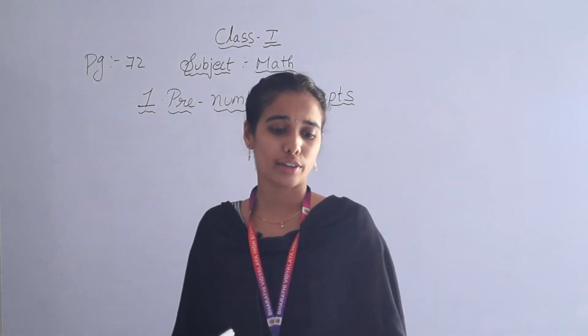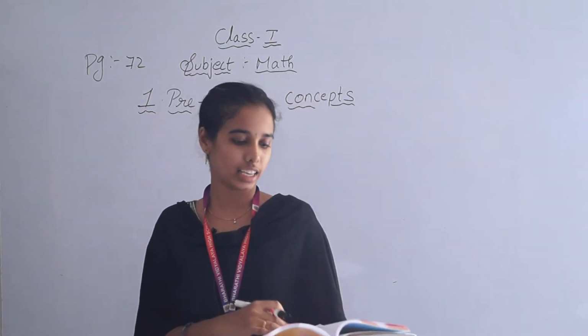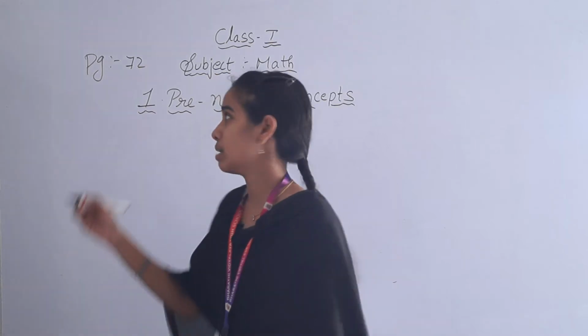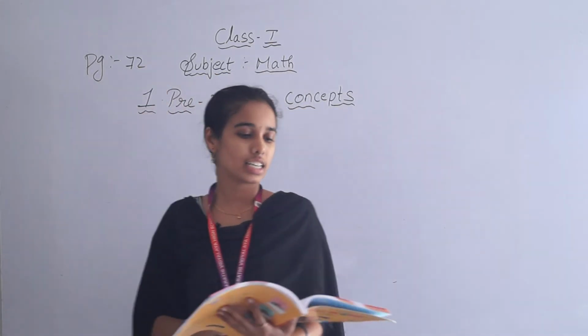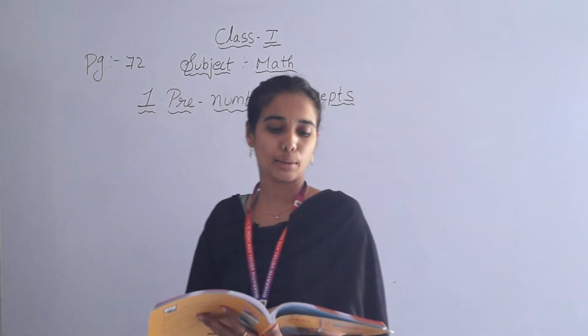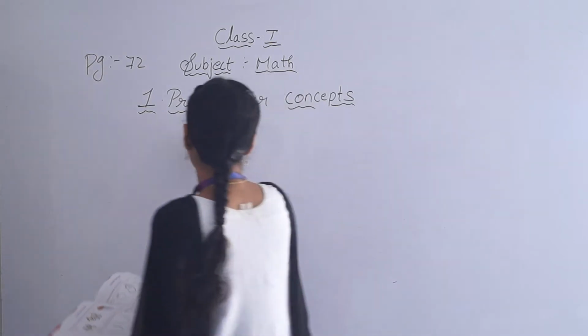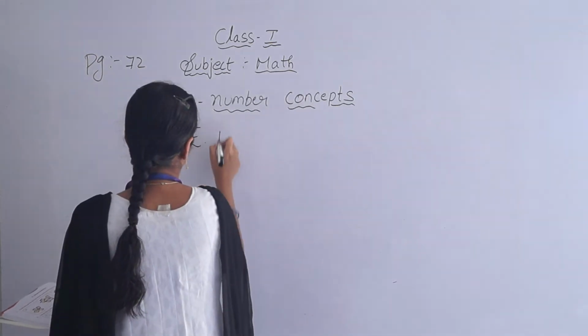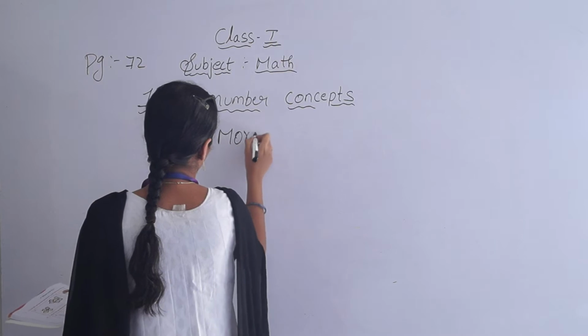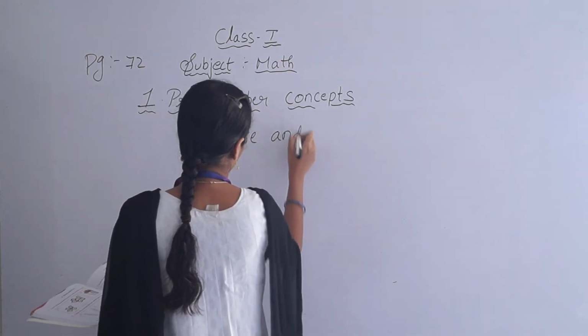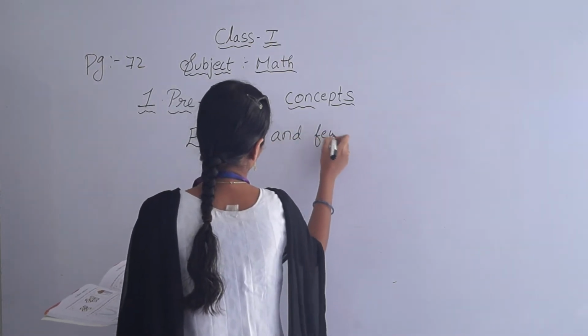Okay children, after completing the thick and thin exercise, all of you open page number 72. That is our next exercise E, more and few.